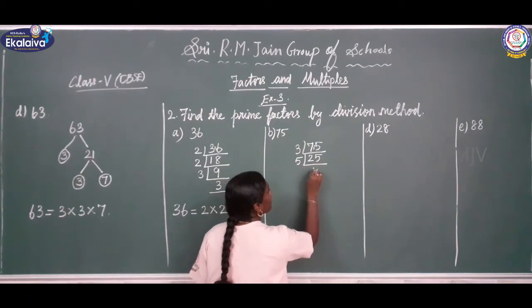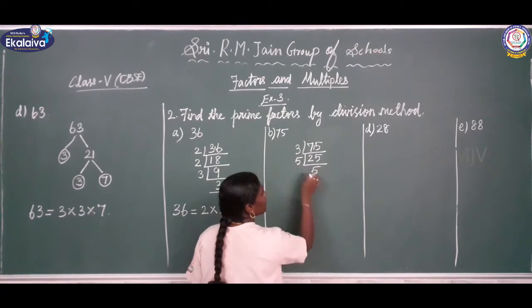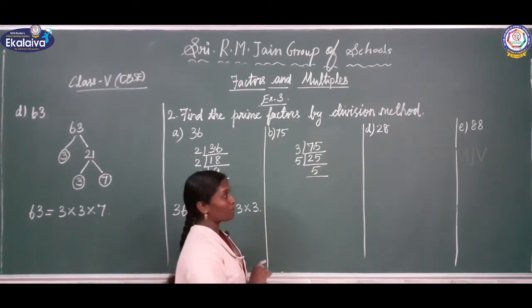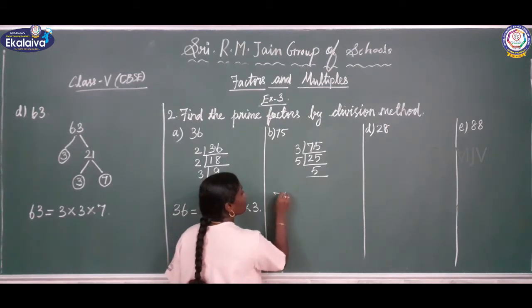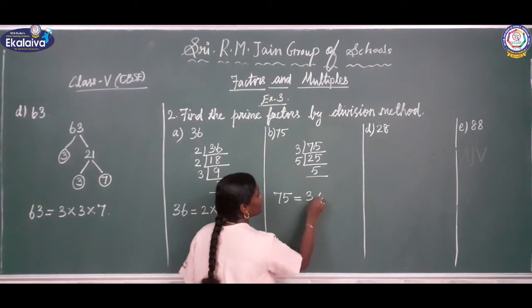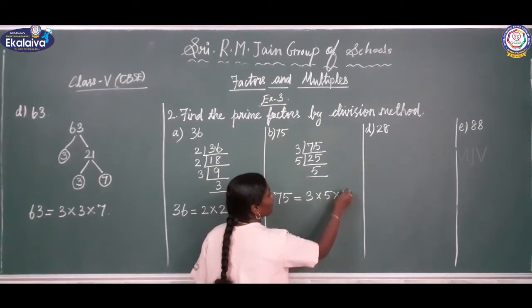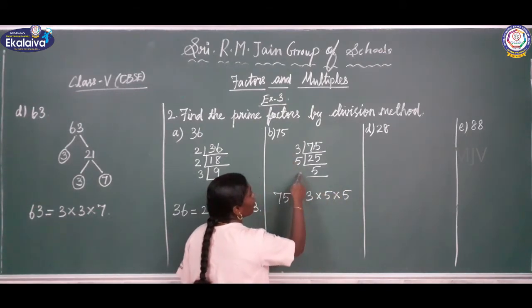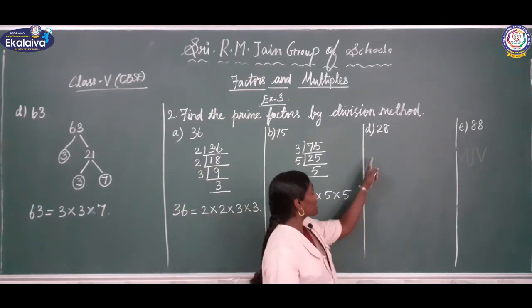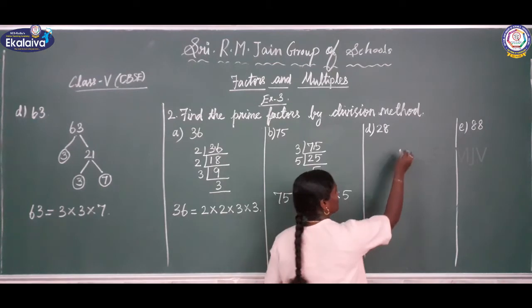So in the 5 table, 5 times. Here 5 is also a prime number. We got the quotient as a prime number. So we have to stop here. So the prime factorization of 75 is equal to 3 into 5 into 5. We have to write all the prime numbers in product. Okay. The next number is 28.